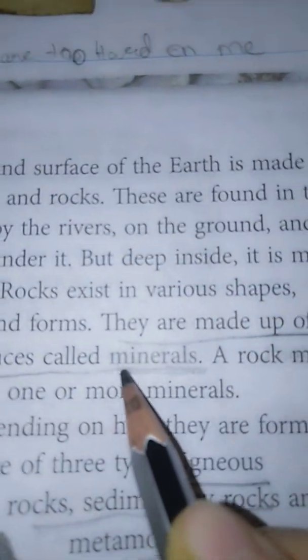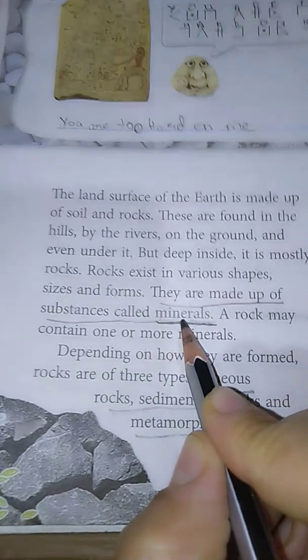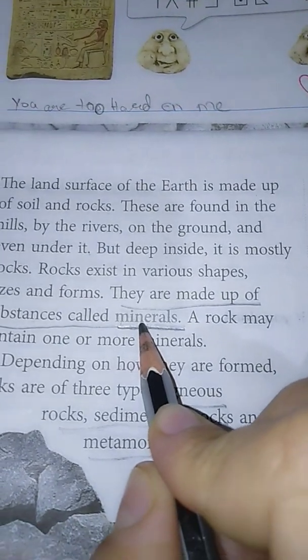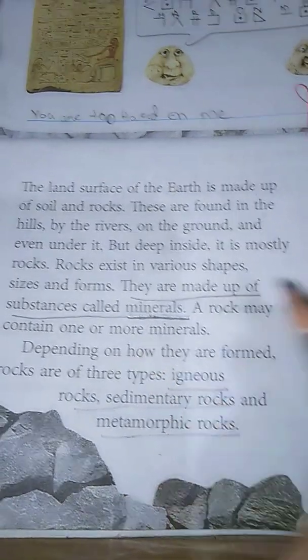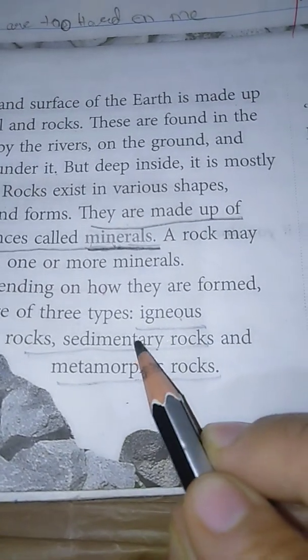Now this is an important word, minerals. Rocks are made up of substances that are called minerals. Means in a rock there can be one mineral or more than one mineral. Now depending on their formation, there are three types of rocks: igneous rocks, sedimentary rocks and metamorphic rocks.